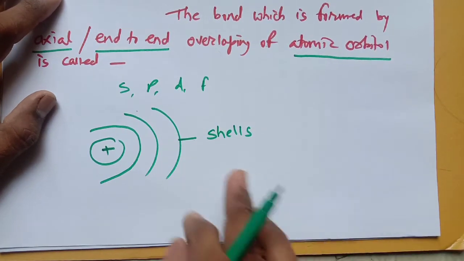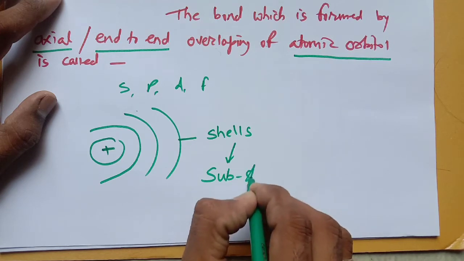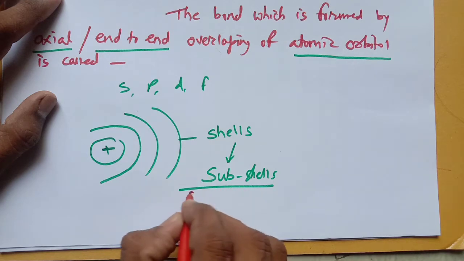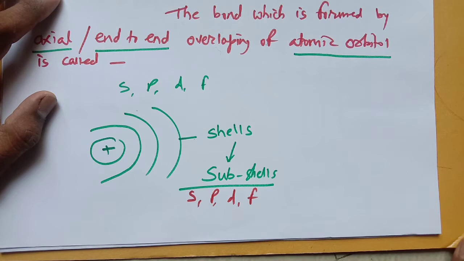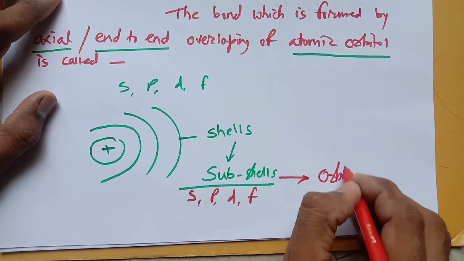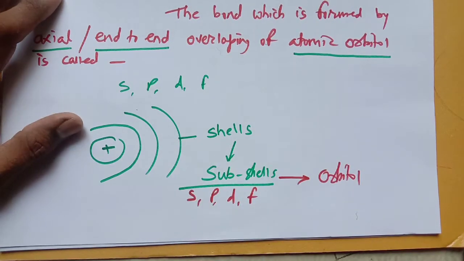But it is observed that these shells are subdivided into subshells, and these subshells are called s, p, d and f. These stand for sharp, principal, diffuse and fundamental. These are called the subshells, and these subshells contain the orbitals. These orbitals are present inside the subshells.